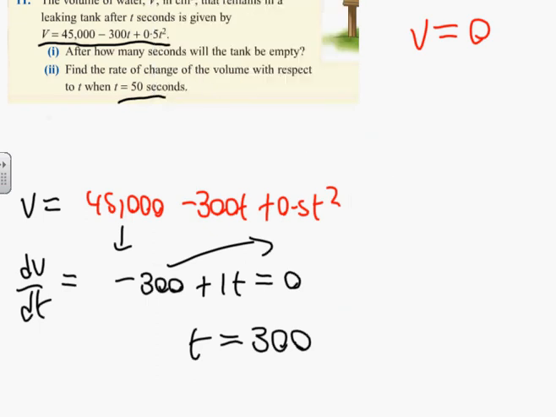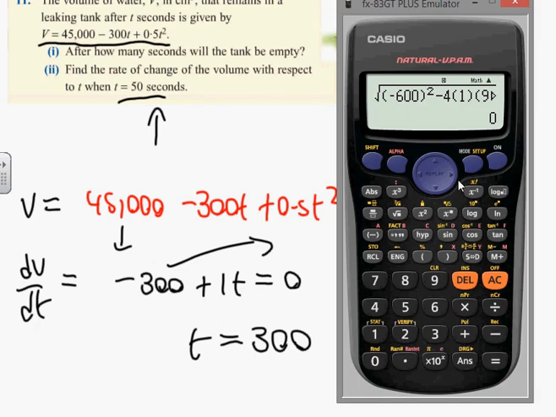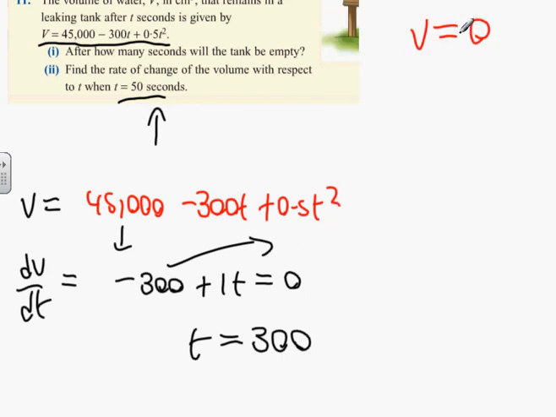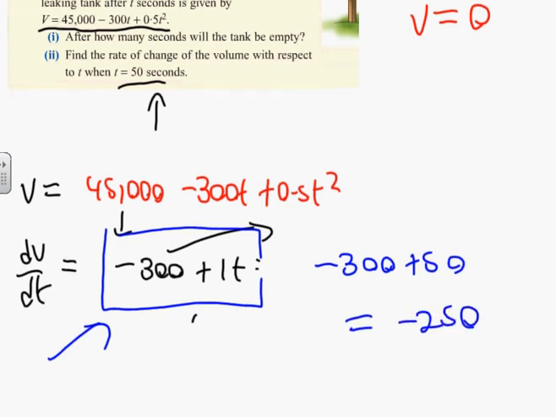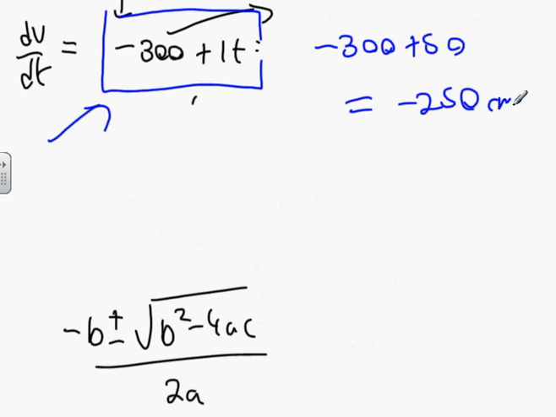Last thing, guys, this is most definitely on your course. Find the rate of change of the volume when it's at 50 seconds. The volume is always on its way down. Would everybody agree with that? If the volume is on its way down, it's a negative slope. What's the equation of the slope, lads? The equation of the slope is this here. What are we going to replace t with? 50. So it's going to be minus 300 plus 50 equals minus 250 cubic meters per second.